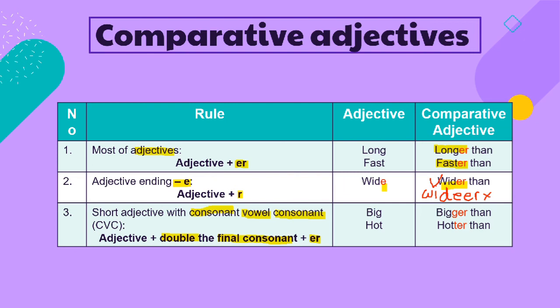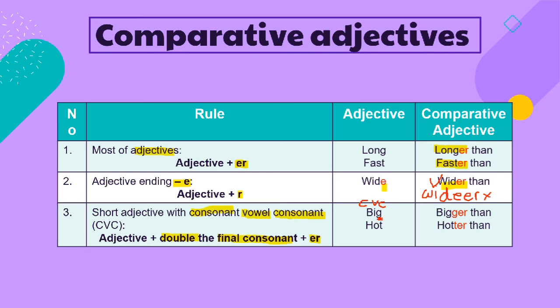B is a consonant, I is a vowel, G is a consonant. According to the rule, you have to double the last letter or the final consonant. What is the final consonant? G. So you look at it.